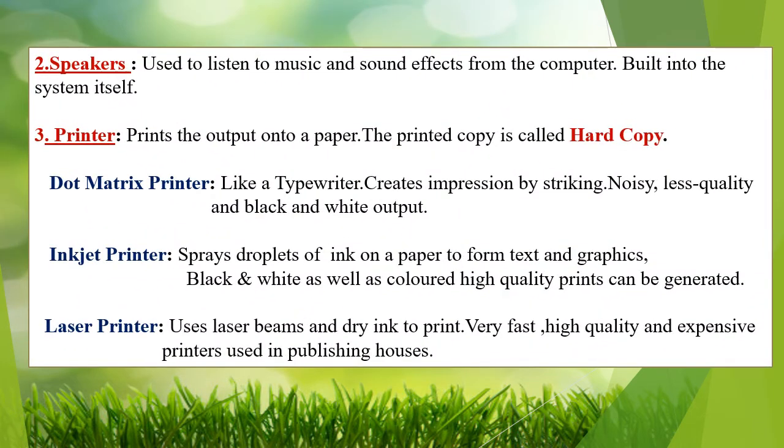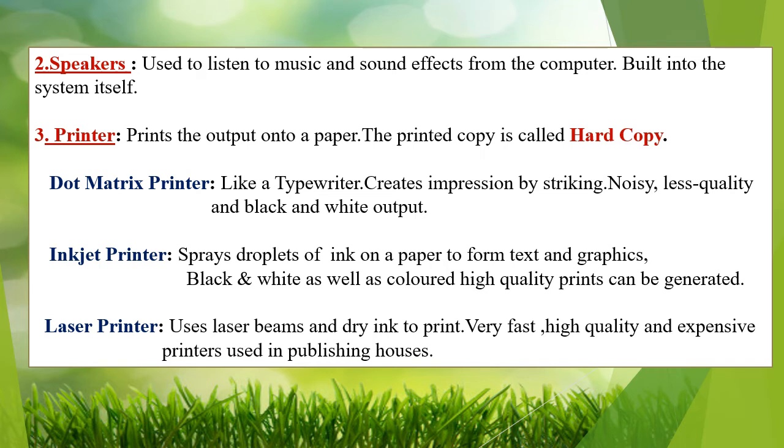The second output device which we have to study is speakers. This output device is used to listen to music and sound effects from the computer. It might be built into a system, or it can be connected to a system using cables or Wi-Fi. The third one is all about printers. A printer is used to print outputs onto paper. The printed copy of information on paper is called hard copy.